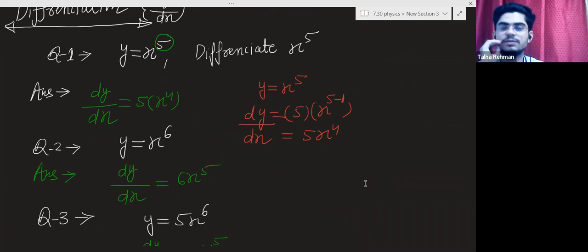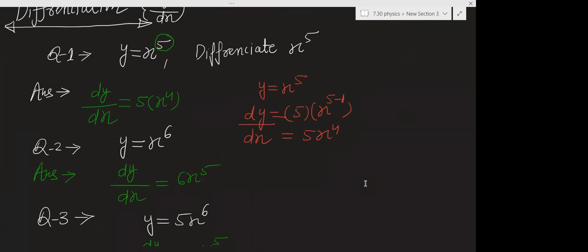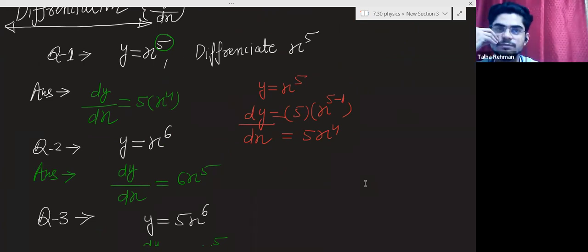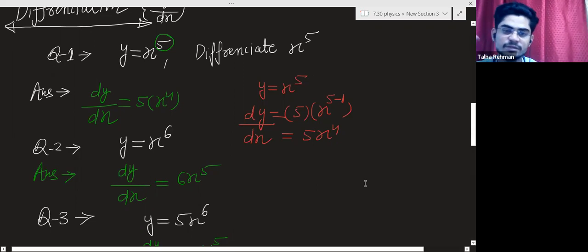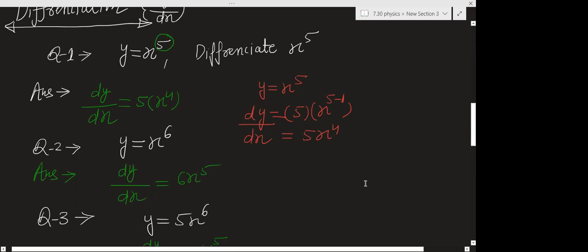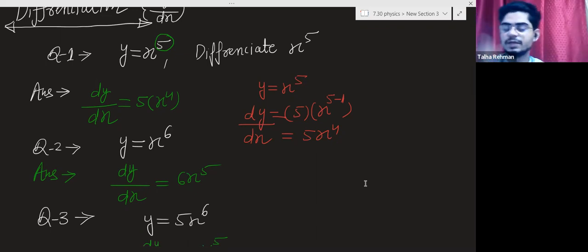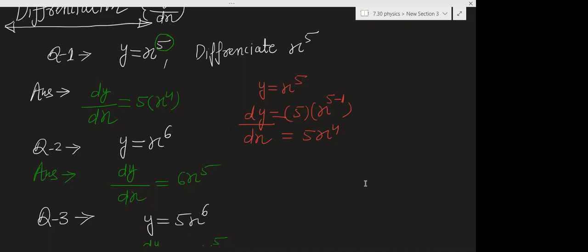Fine now? Yes, sir. Understood now? Yes. Very easy thing. You just have to subtract the power in differentiation, whether it is partial differentiation or full differentiation. Yes, sir.